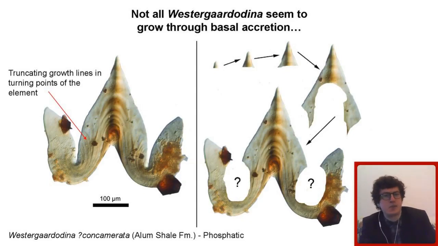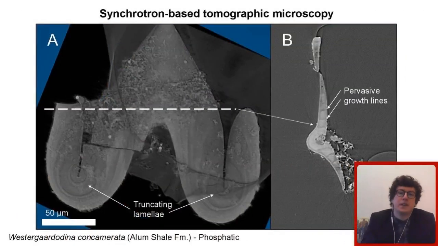So what are these truncating packages? Are they a product of growth or a structural part of the element, or are they perhaps some sort of superficial feature as a result of taphonomic processes or surface remodeling? Well, we can test that using synchrotron-based microscopy.